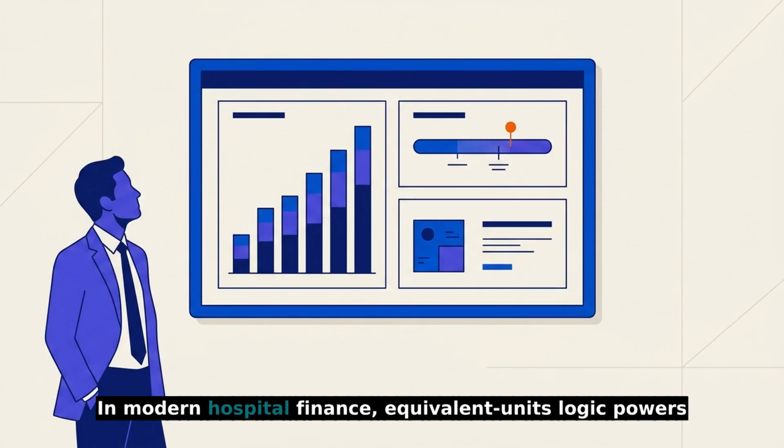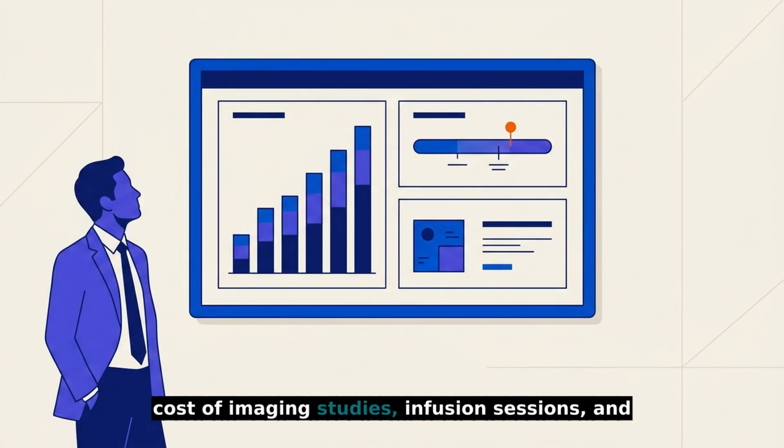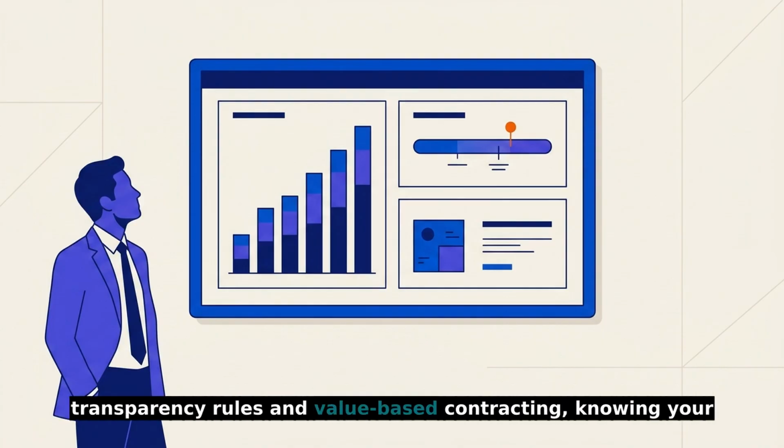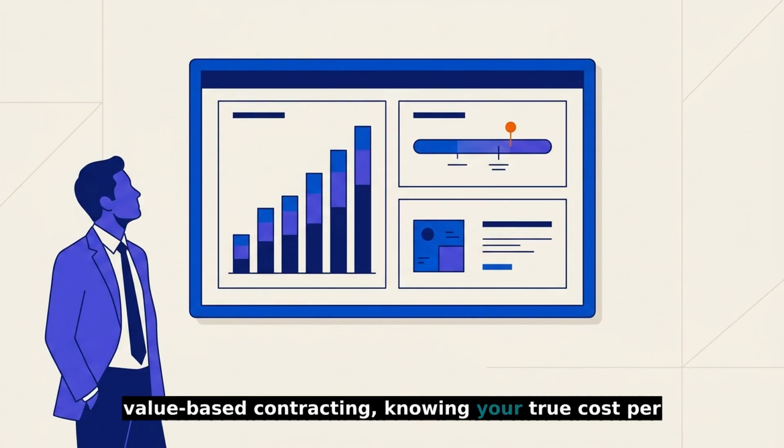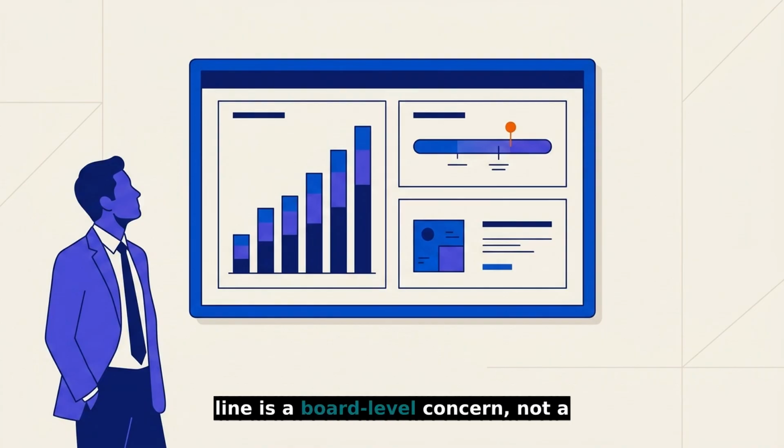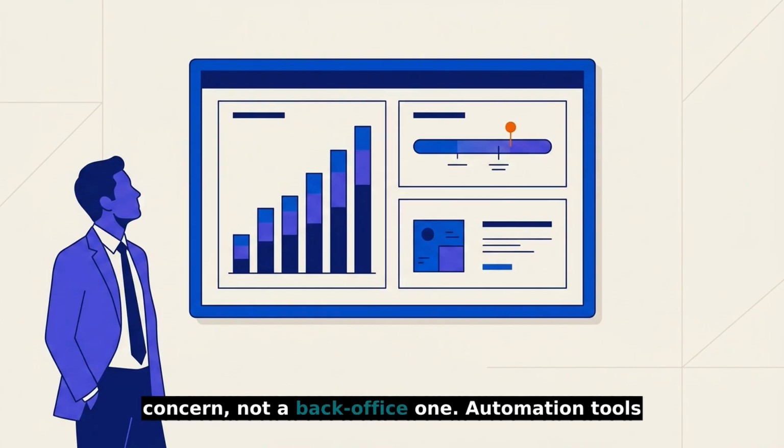In modern hospital finance, equivalent units logic powers the unit cost of imaging studies, infusion sessions, and surgical minutes. In an era of price transparency rules and value-based contracting, knowing your true cost per service line is a board-level concern, not a back-office one. Automation tools now pull labor minutes and supply consumption directly from the EHR, but the framework you just learned is what those tools are calculating under the hood.